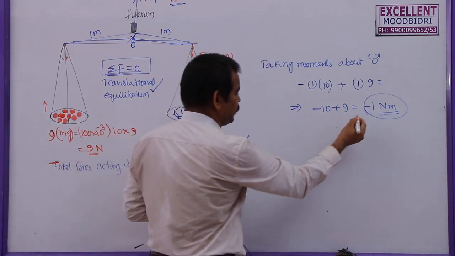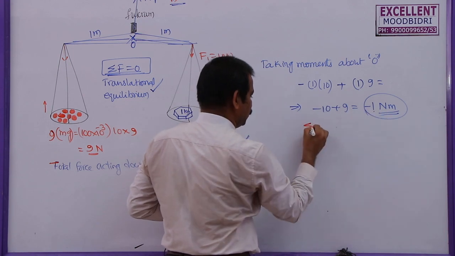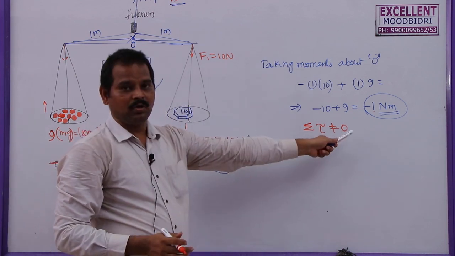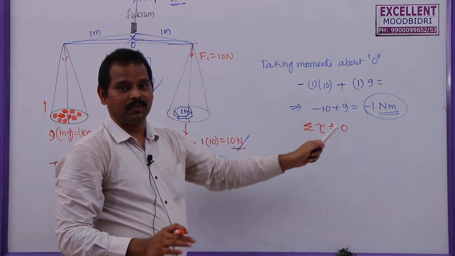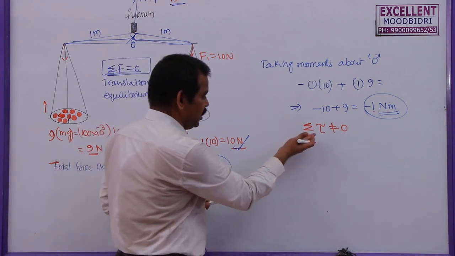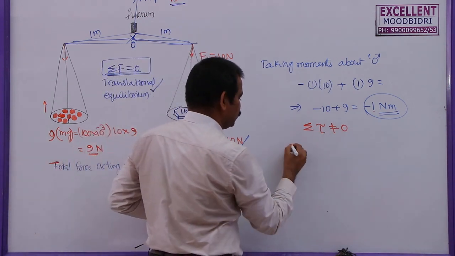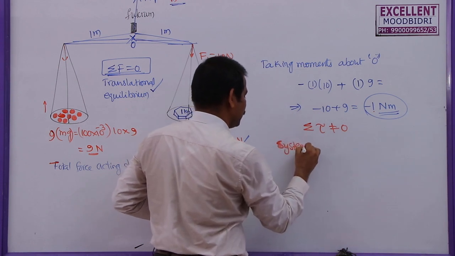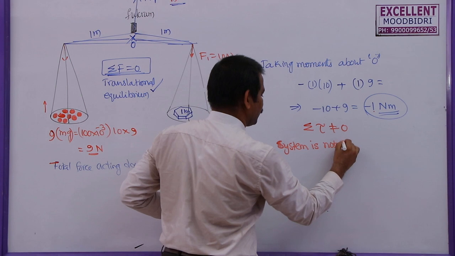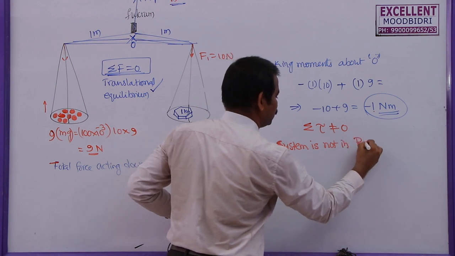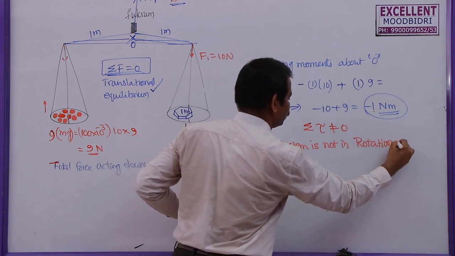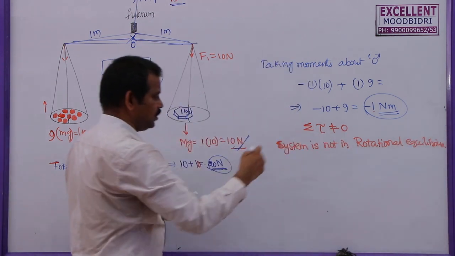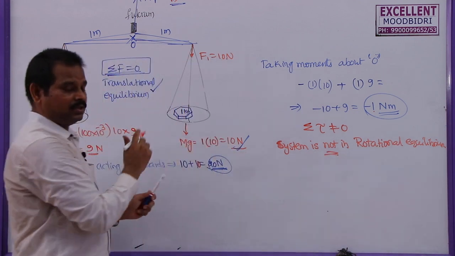When the total net torque acting on the system is not equal to 0, sigma tau is not equal to 0. If sigma tau equals 0, then it is called rotational equilibrium. That means the system will not rotate. But here the net torque is not equal to 0, so the system is not in rotational equilibrium. When it is not in rotational equilibrium, the system will rotate.